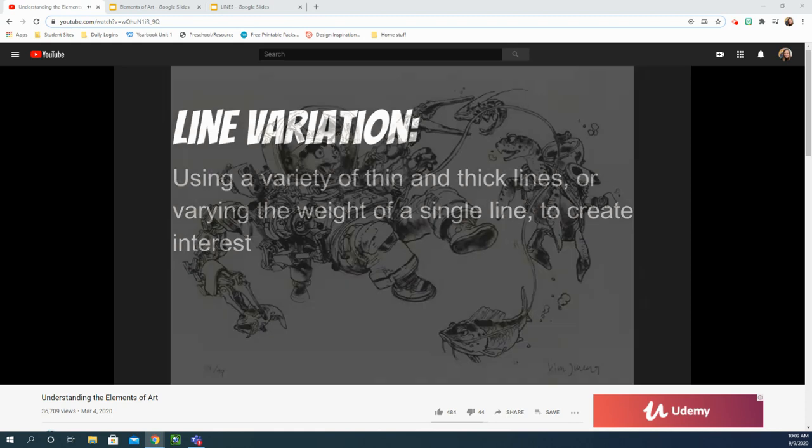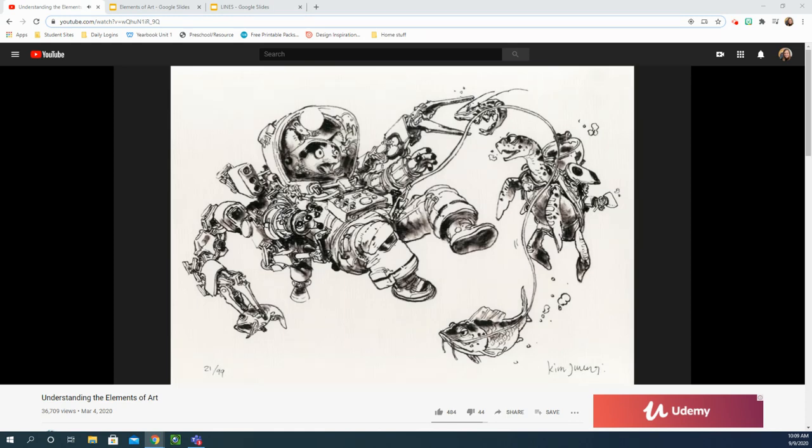So we're going to look at an artwork by illustrator Kim Jung-gi. So when we look at his ink artwork here, how is he using line variation in this image? We can see examples of some thicker lines, along with lines that start thick at the edge and get thin towards the end. Here we see thicker lines that follow the outside edges and thinner lines on the inside. So he uses a wide variety of line variation to help create interest in this image.